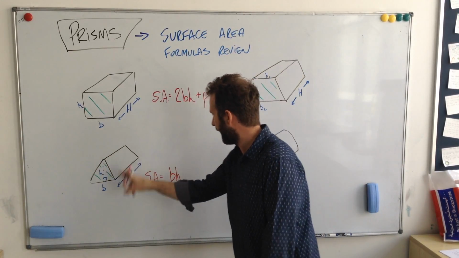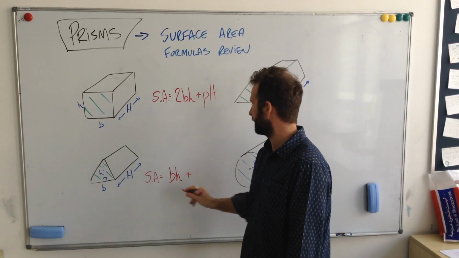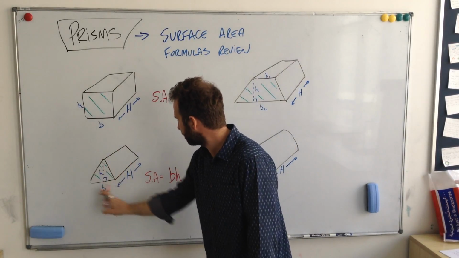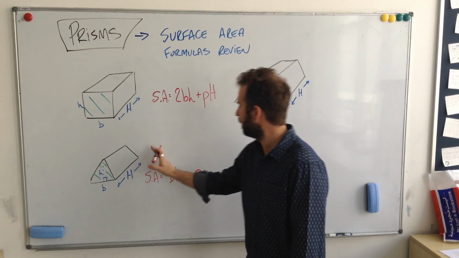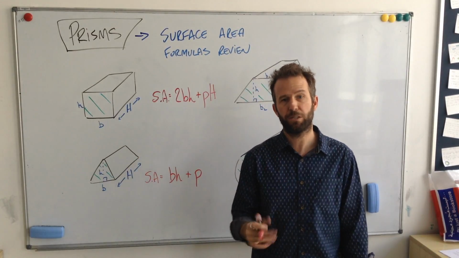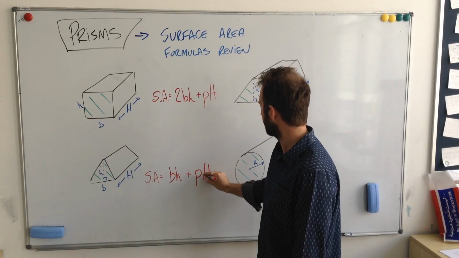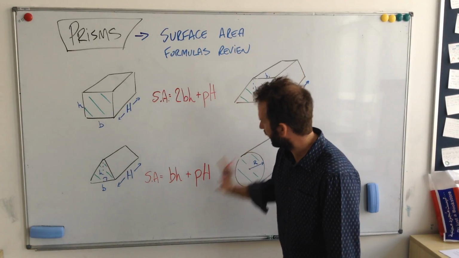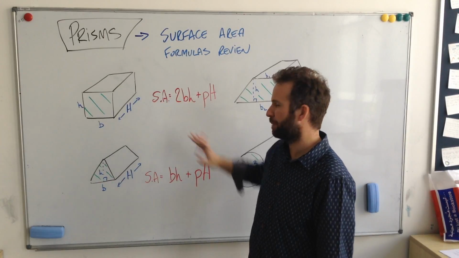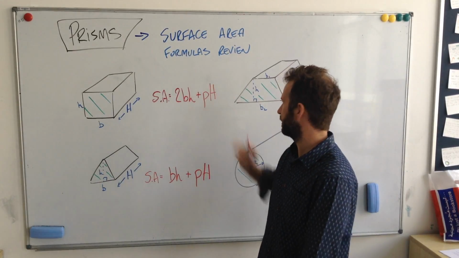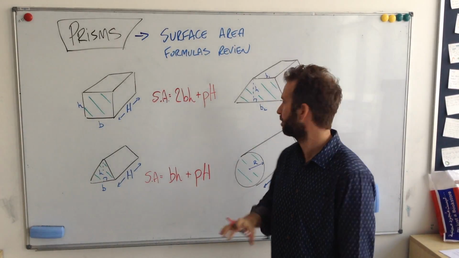Now, of course, we need the lateral areas, and those lateral areas, as you saw in the video, come from, once again, the perimeter of our triangle multiplied by that big H distance between the bases. So there we have the triangular prism surface area formula. Similar, but a little bit different than the rectangular prism surface area formula.